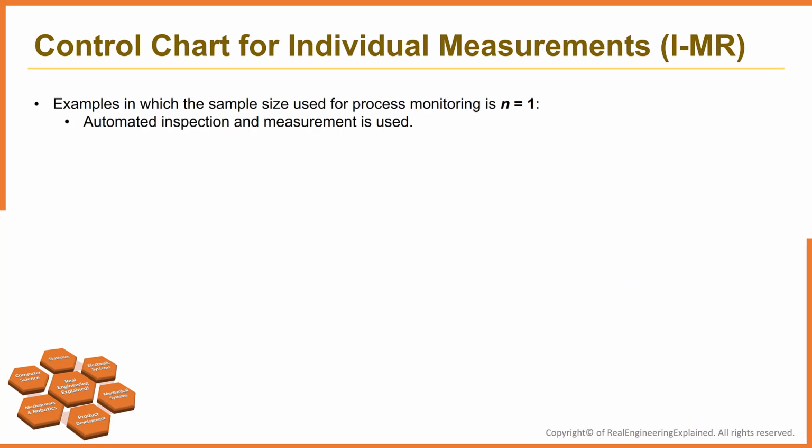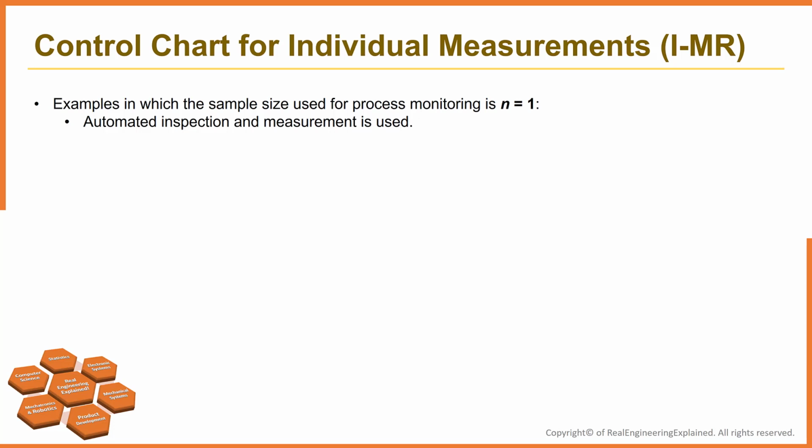There is another control chart that I would like to talk about today, individual control charts. This chart should be used when there is only one data point to represent the situation at a given time. There are many situations in which the sample size used for process monitoring is equal to 1.